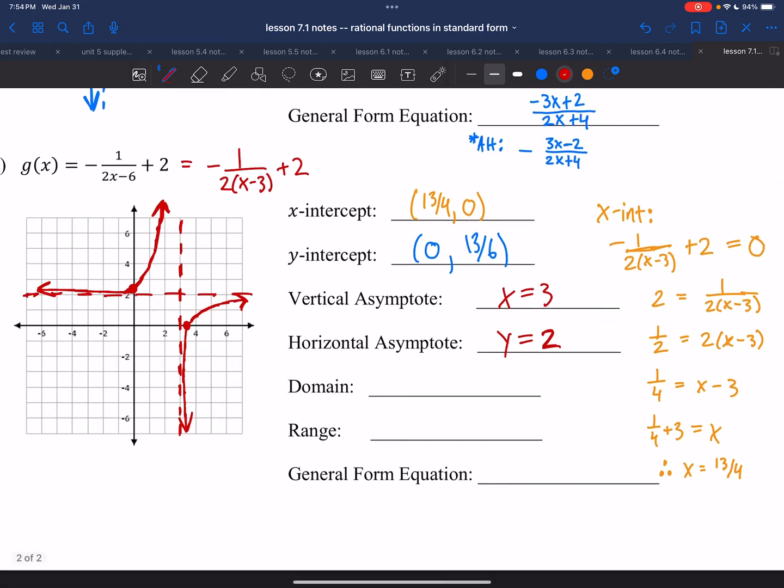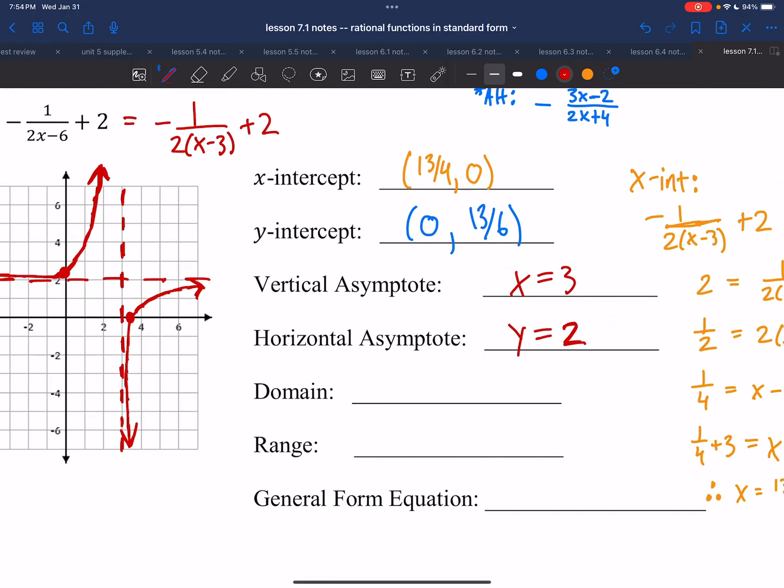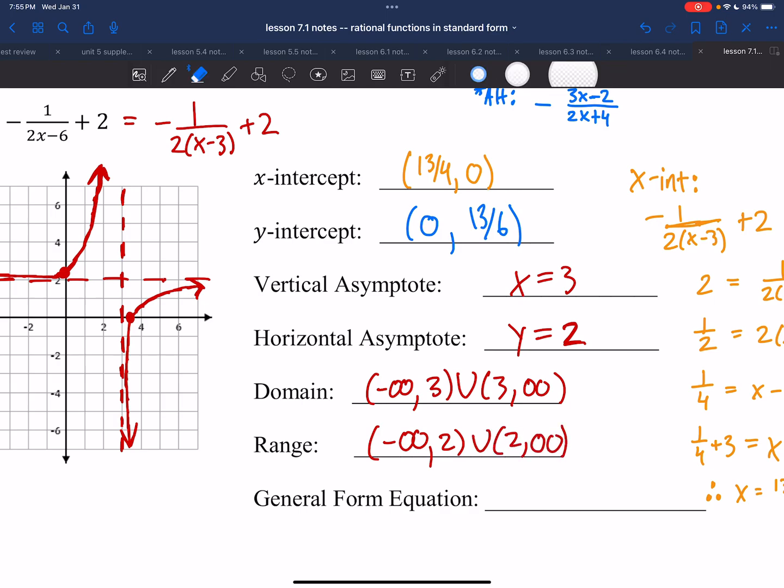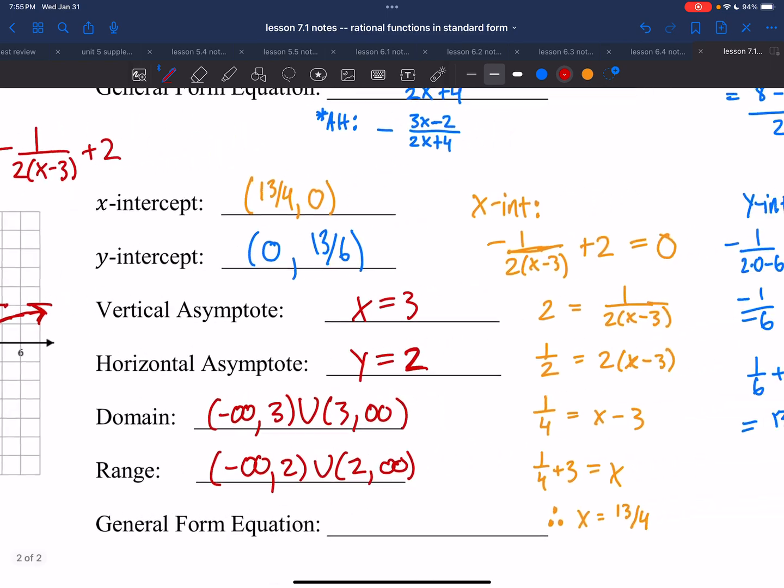Let's put our domain and range, and we'll be done with this video. My domain is from negative infinity to 3, union, ugly union. Union, oh, terrible union. Union with 3 to infinity. And my range is skipping 2. Sorry that the x and y intercept gave me some trouble there. No matter how many times you do these things, you still encounter those things.